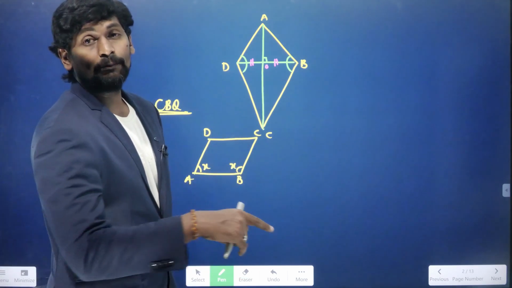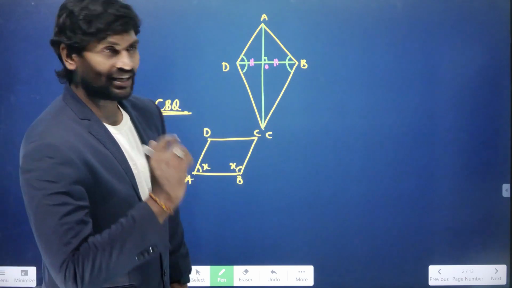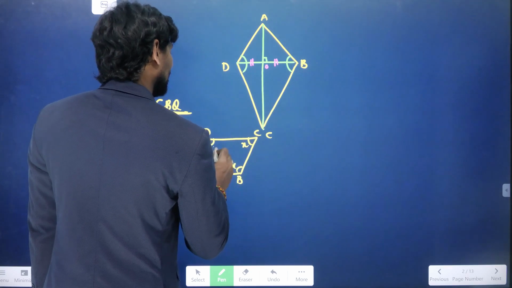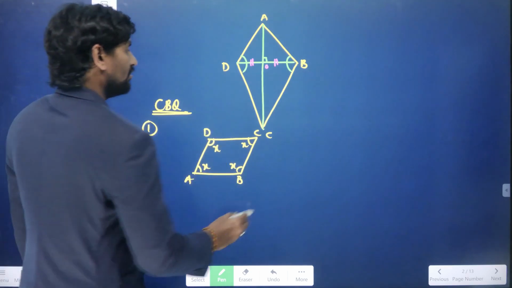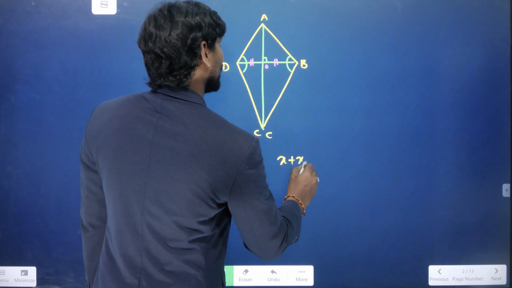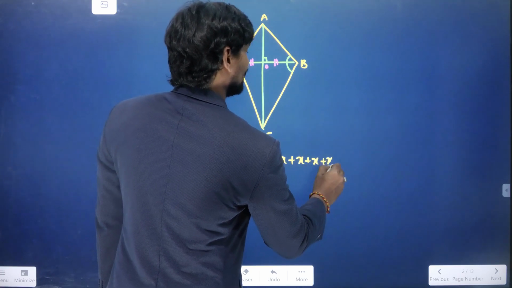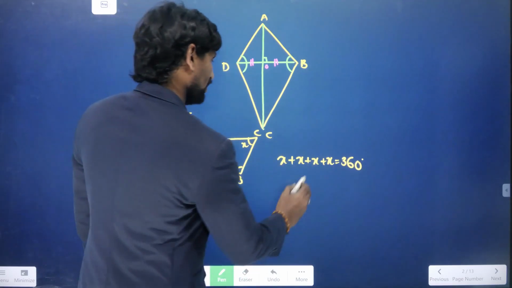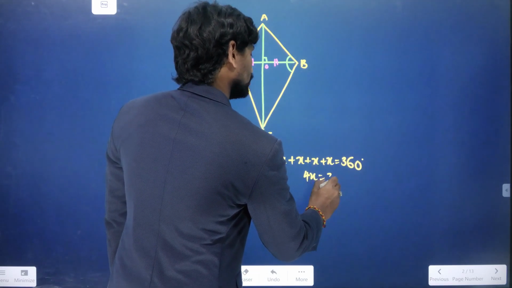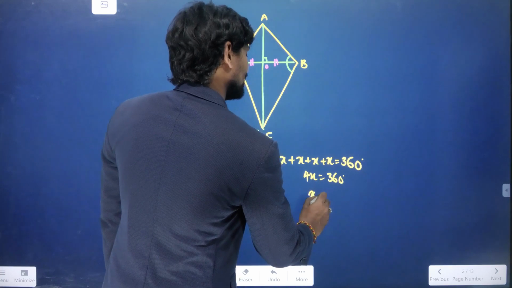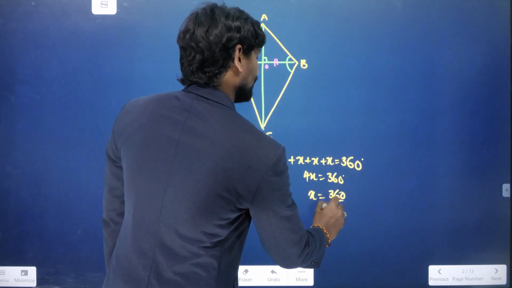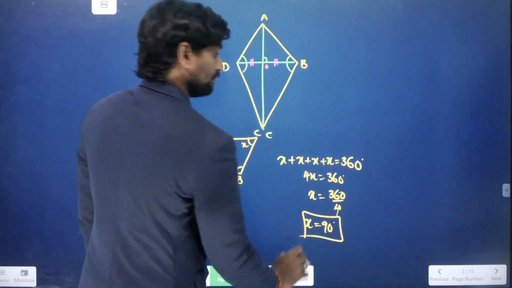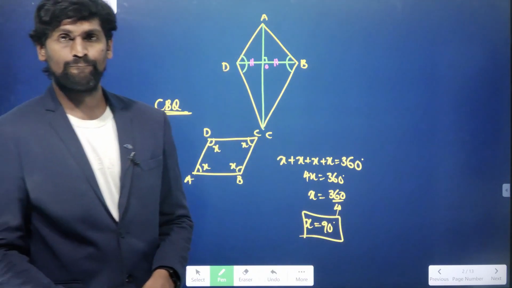And we know opposite angles are equal in a parallelogram. That means angle C is also x, and angle D is also x. We know the sum of the 4 angles of a quadrilateral is 360 degrees. But all angles are equal. So 4x equals 360 degrees. Then x equals 360 degrees by 4, nothing but 90 degrees. So the parallelogram is a rectangle.